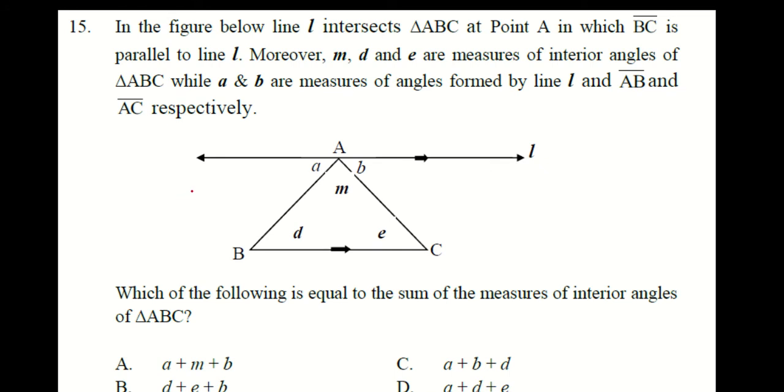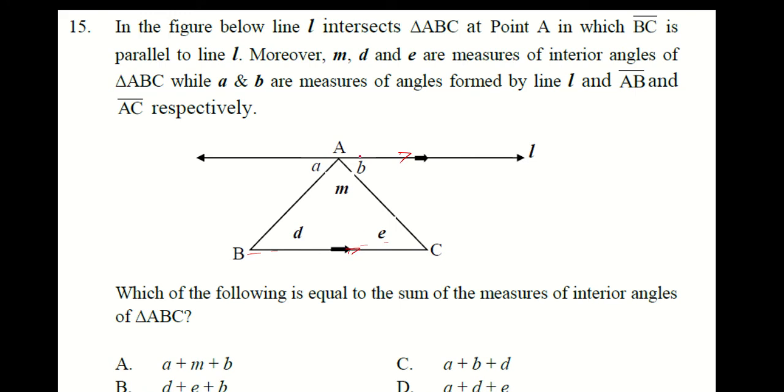Question number 15. In the figure below, line L intersects triangle ABC at point A. At point A means at this point. There is a triangle, as you see down, and this line crosses. And BC is parallel to L. Where is BC? BC means this line, the down one here. It is parallel to those. That means this line is parallel to this line.